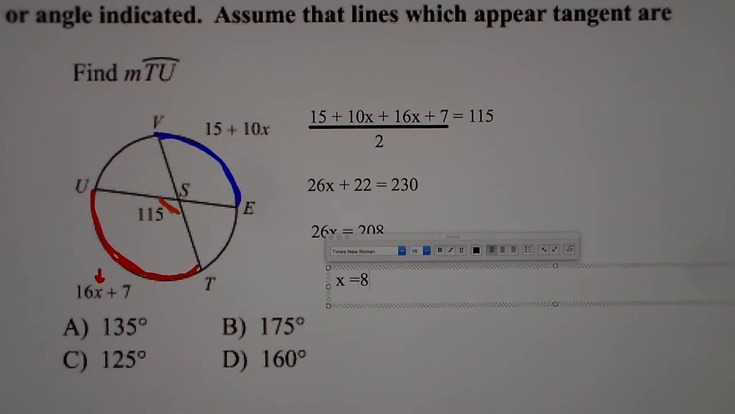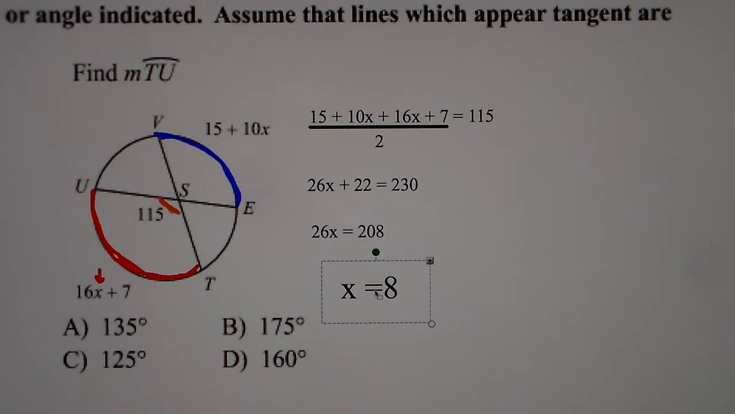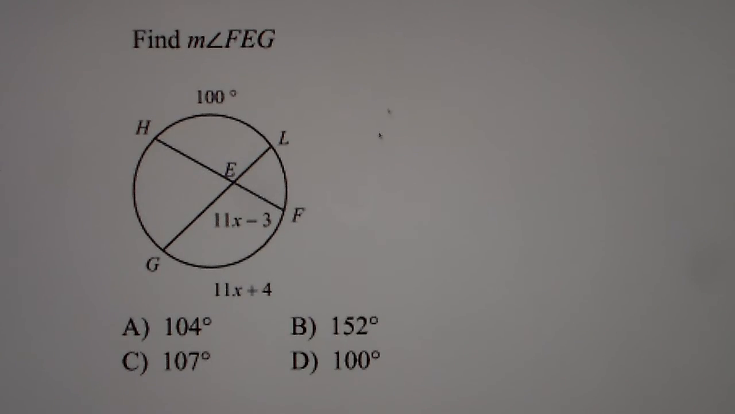So x equals 8. Now that we found the value of x, we're going to plug that 8 into x to find out the angle measure, the red one, the TU. So put 8 in, so 16 times 8 plus 7. I put that in the calculator. So 16 times 8 plus 7 gets us 135. So the answer is A. The measure of TU is 135. Let's do another one together.